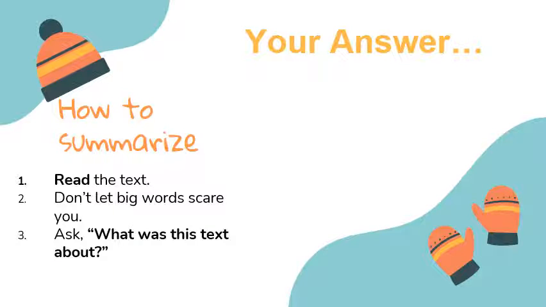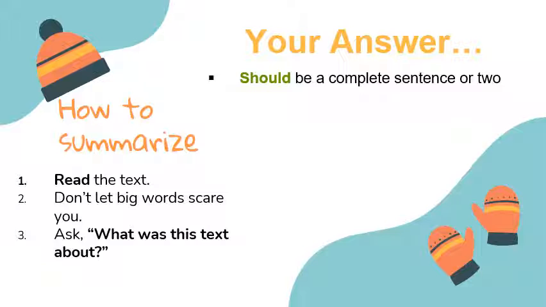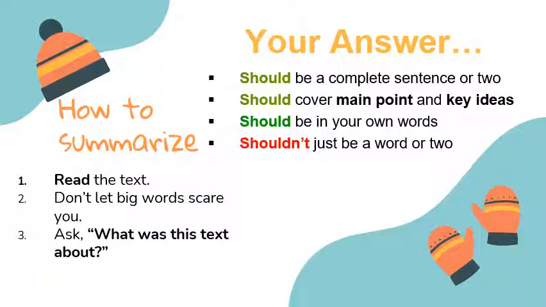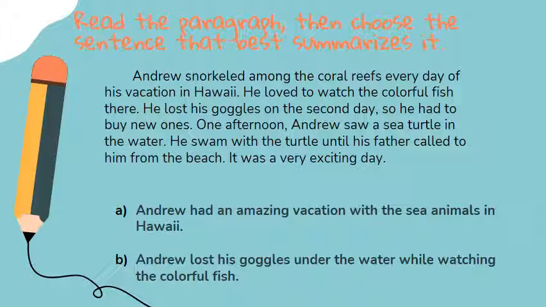Then, now let's see what your answer should include. It should be a complete sentence or 2 sentences. It should be complete. Okay, it should cover the main point and key ideas, the main ideas. It should cover only the main ideas. It should be in your own words. So this is how you summarize and how you check your answer after you summarize, to know if it's a good summarization or not. And also pay attention when we say complete sentence, it should not be just a word or 2. Complete sentence. Okay? Now let's read the paragraph, then choose the sentence that best summarizes it.